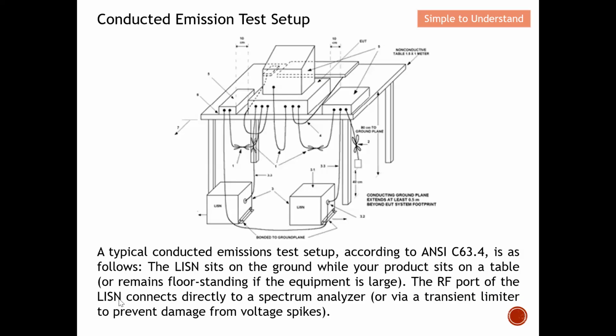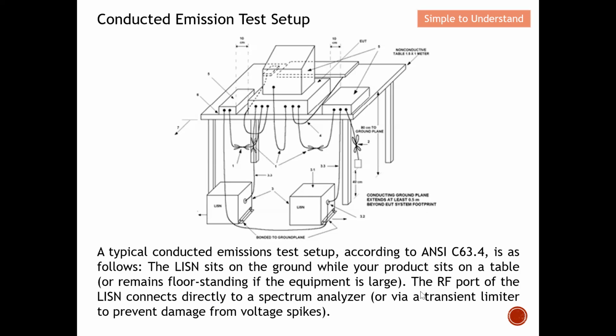The RF port of the LISN actually connects directly to the spectrum analyzer. Remember, at the LISN you have an output. This part here will be connected by an RF cable, let's say an N type cable, to the spectrum analyzer, or via a transient limiter. This transient limiter suppresses or attenuates the signal, to prevent any damage from voltage spikes. In case there is a big spike, this transient limiter will attenuate it or minimize the damage.